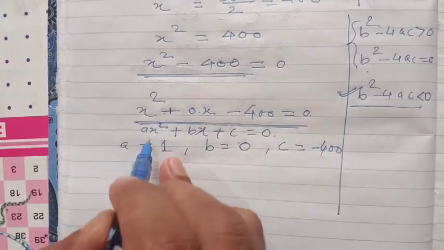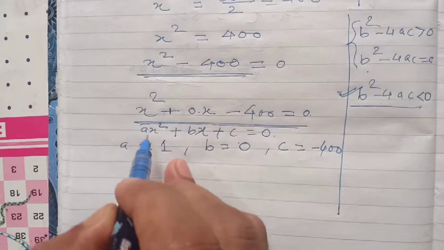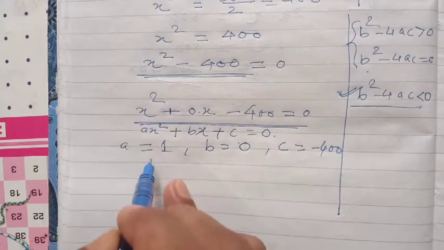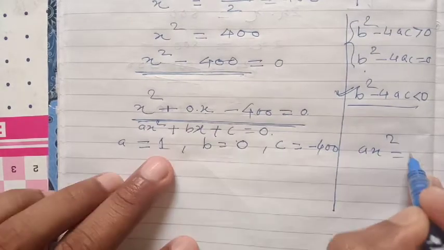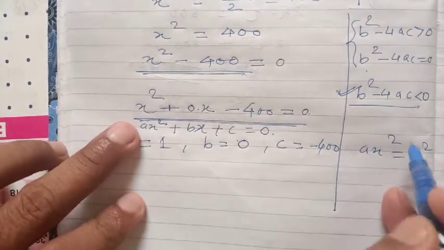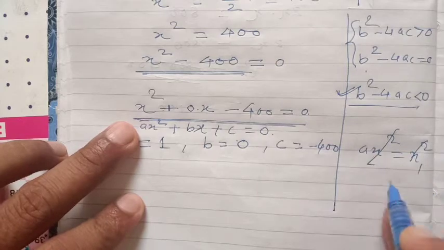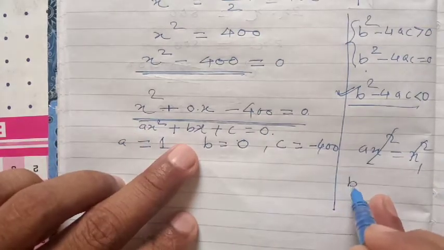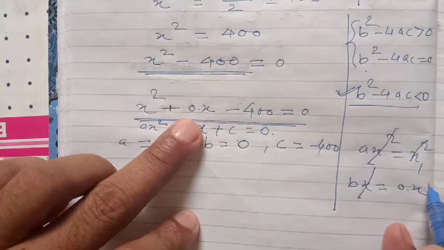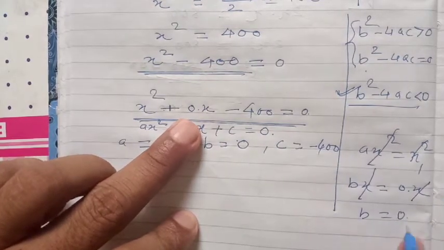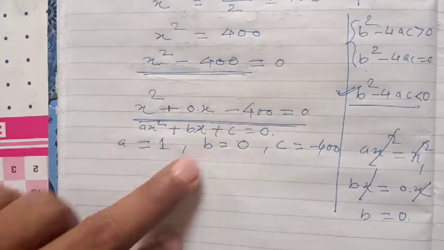When you should compare similar term to similar term. Ax square is equal to x square, it means a is equal to 1. Ax square is equal to x square, x square divided by x square, what will be here? 1. Now bx is equal to 0 into x divided completely x, so b is equal to 0. In the same manner, c is equal to minus 400.